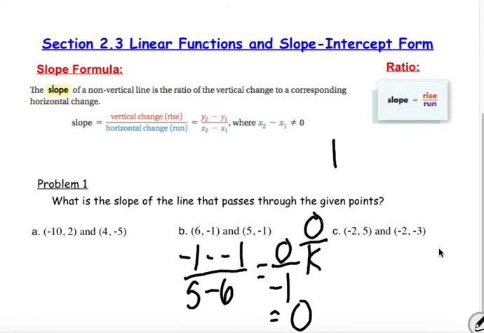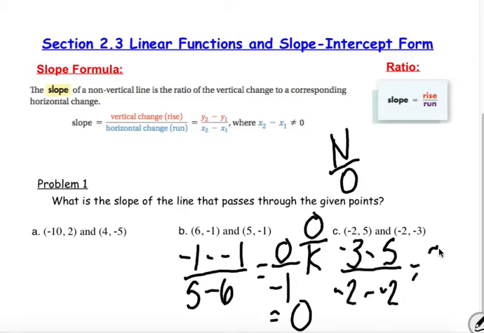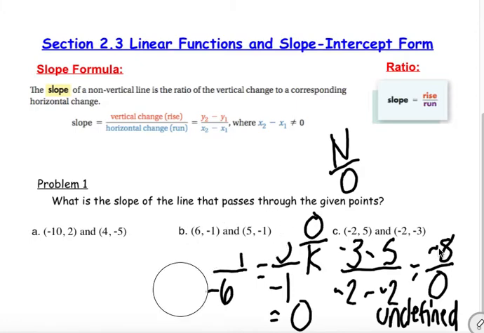The other one is no, when 0's on the bottom. So C. I have negative 3 is my y2, my y1 is 5, and then negative 2 minus negative 2. So on top I get negative 8, on bottom I get 0. This is one where it follows that no, it's not okay. So when 0 is on the bottom, we say that is undefined. There's a nice little jingle. If it's under the line, it is undefined. That maybe helps you remember it.